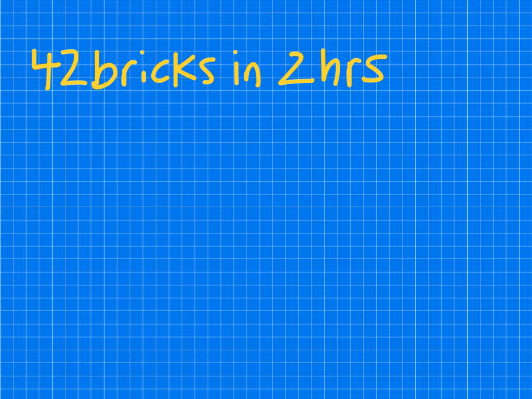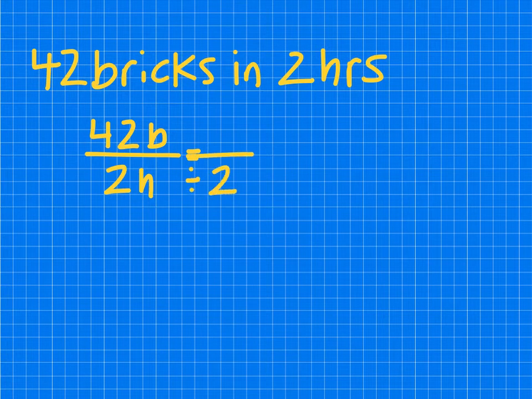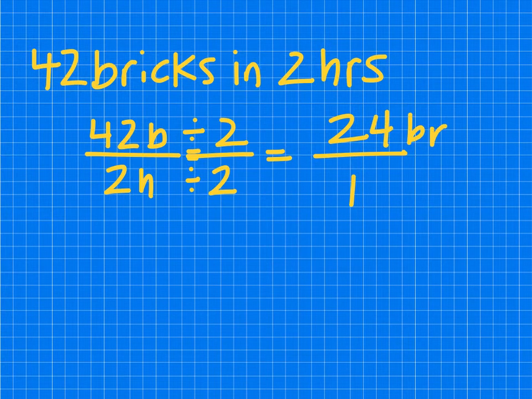How did you do? Did you get 42 bricks over 2 hours? The first thing I need to do is get a 1 in the denominator, which means I'm going to divide by 2, divide by 2. That's going to give me my 1. And 42 bricks divided by 2 is going to give me 21 bricks. So how many bricks can a person lay in 1 hour? 21 bricks. Let's try another one.